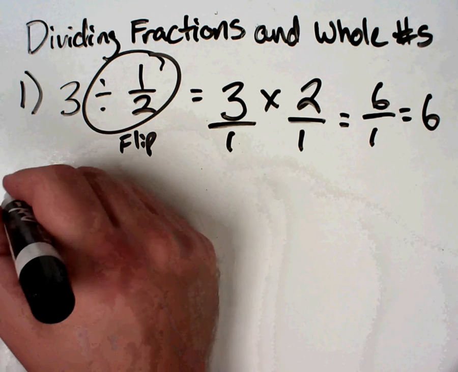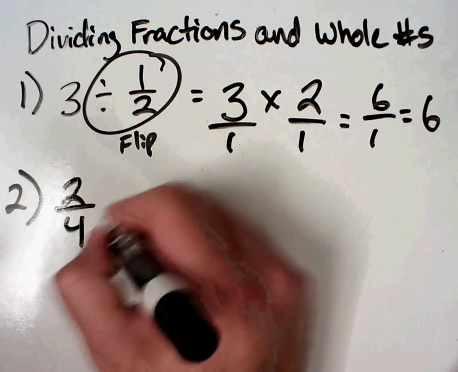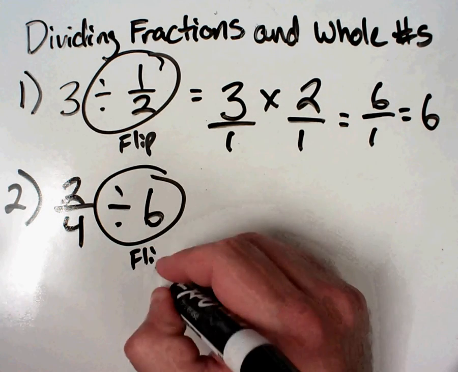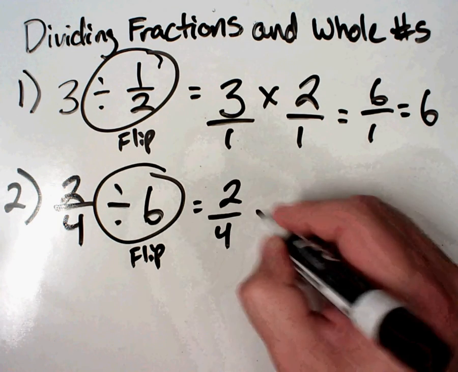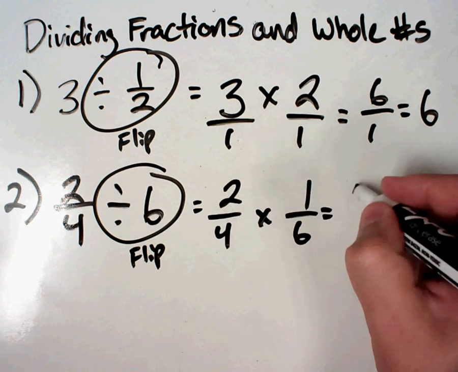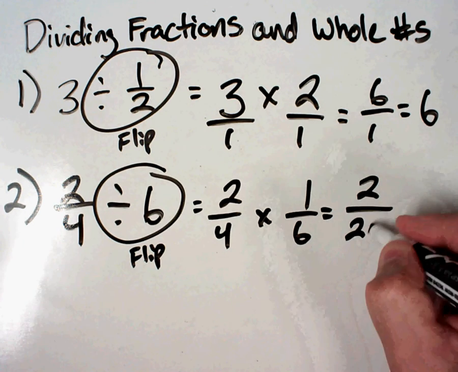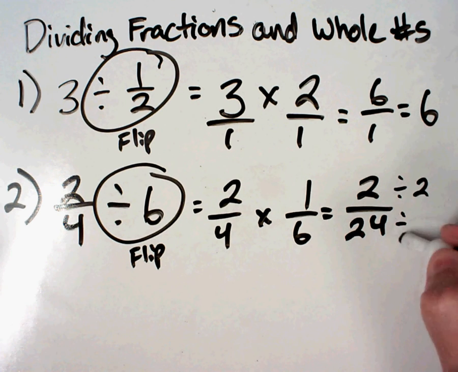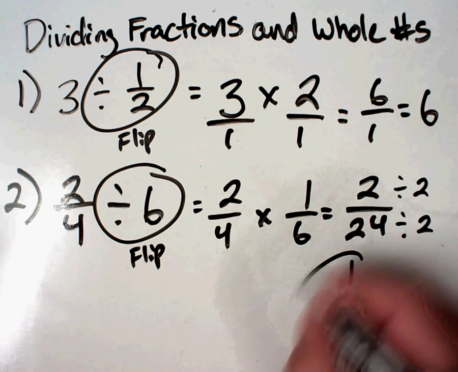All right, number 2 is 2/4 divided by 6. Again, I'm going to flip and then multiply. So this will become 2/4 times 1 over 6. And so I end up with 2 times 1 is 2. 4 times 6 is 24. I need to simplify this, so I'm going to divide top and bottom by 2. And my final answer will be 1/12.